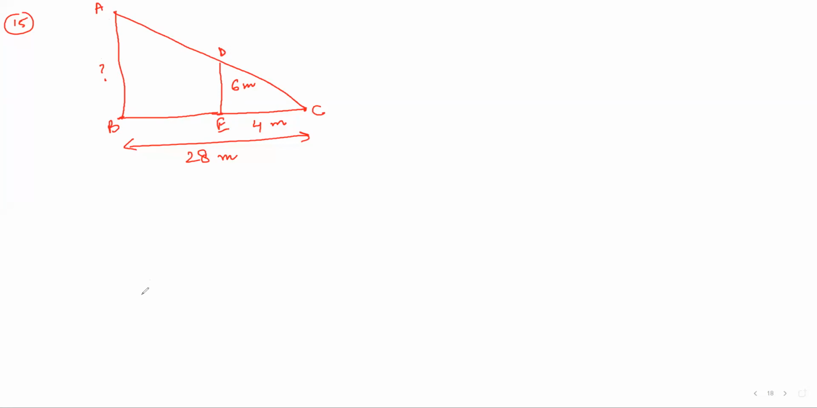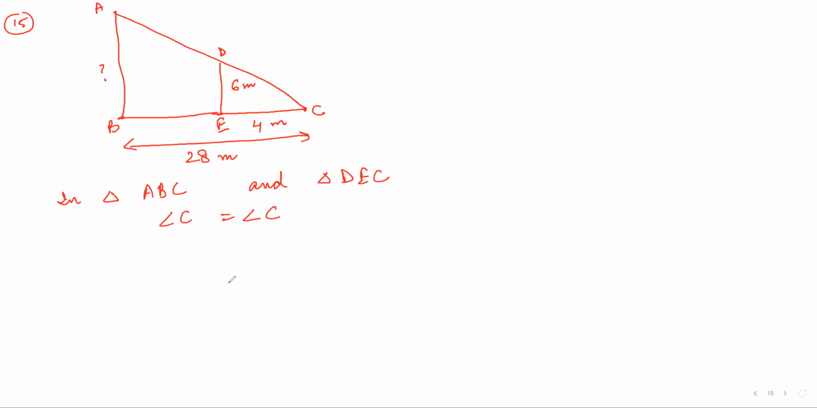Now, if I show that triangle DEC is similar to ABC, then the corresponding sides will be proportional, right? Can I show, in triangle ABC, I take the full triangle, and I take this small DEC. I want to show them similar. Can I show them? Angle C is common in both.